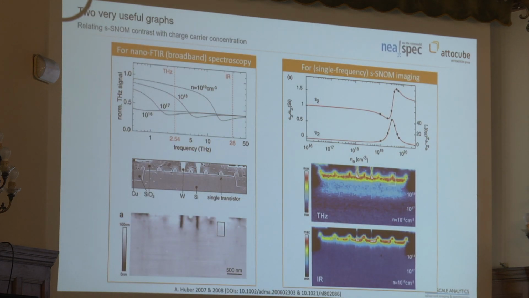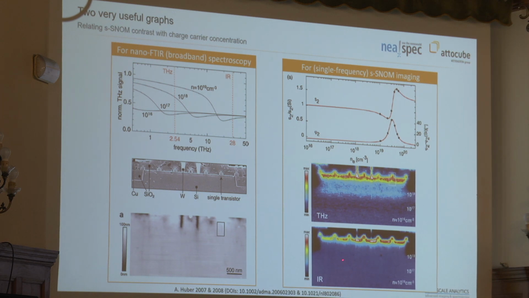And this on the left is the same plot as before. There's a second very important plot for any charge carriers, if you want to image them in s-SNOM, which is at a fixed wavelength. How does it look when the sample has different charge carriers? Because if you have a QCL laser, the wavelength is fixed. You don't have this spectrum, but you have a fixed wavelength, and different areas of the sample will light up differently strongly, as shown here.